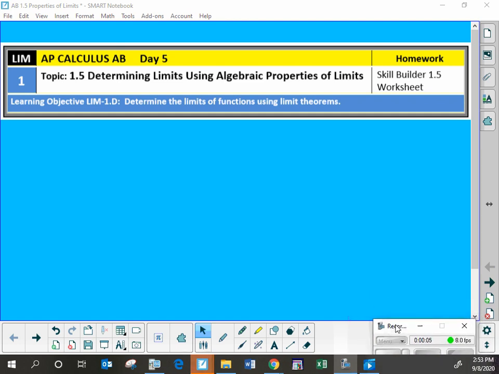Hello and welcome. We are working on section 1.5 today, which is determining limits using algebraic properties.